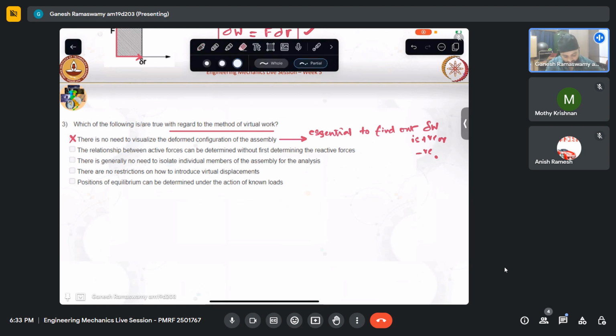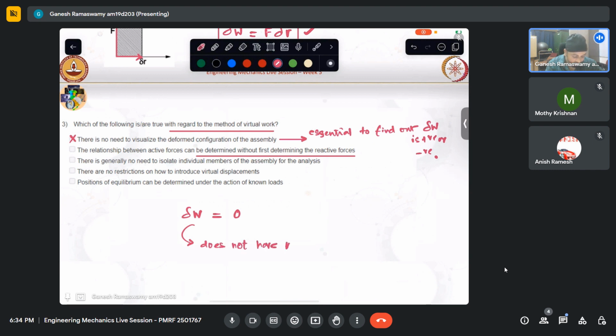Okay. The relation between the active forces can be determined without first determining the reactive forces. Now, in one of the questions, we saw that reactive forces are not doing any work. So when we sum up W external and equate it to 0, this does not have a reactive force contribution, while it has all the active forces existing in the system. So definitely without determining the reactive forces, we can find out the relationship between active forces.